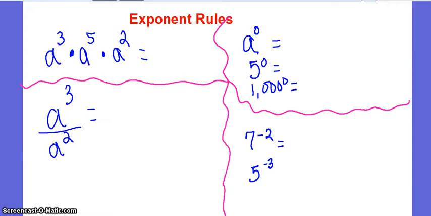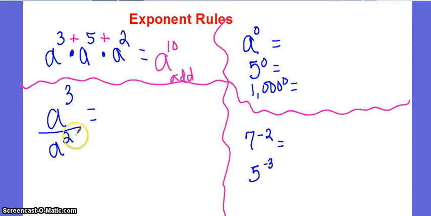Okay, the first thing I'm going to do today is review the exponent rules. There's basically 4 that we went over to make sure that you know. The first one has to do with multiplying. When you're multiplying these, all you really have to do is keep the base and add the exponents. So this is going to be a to the 10th power. Okay, so when you multiply, you add.